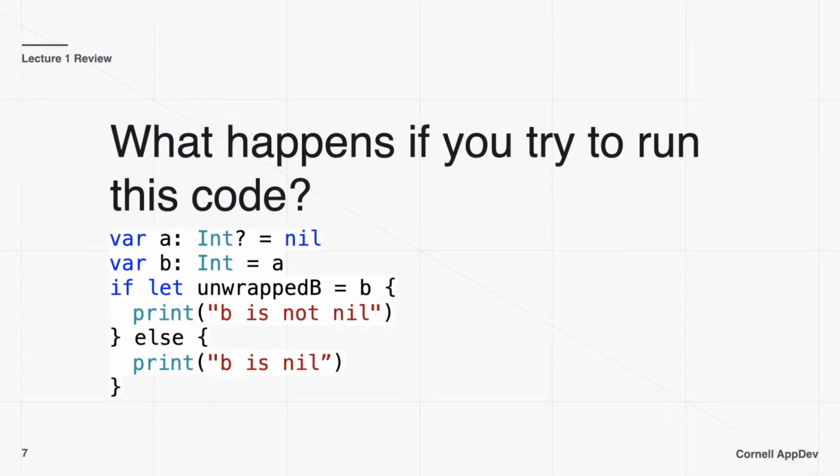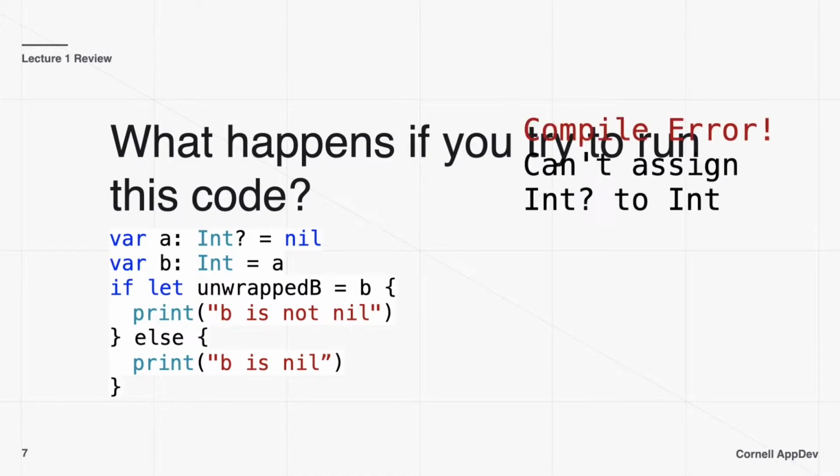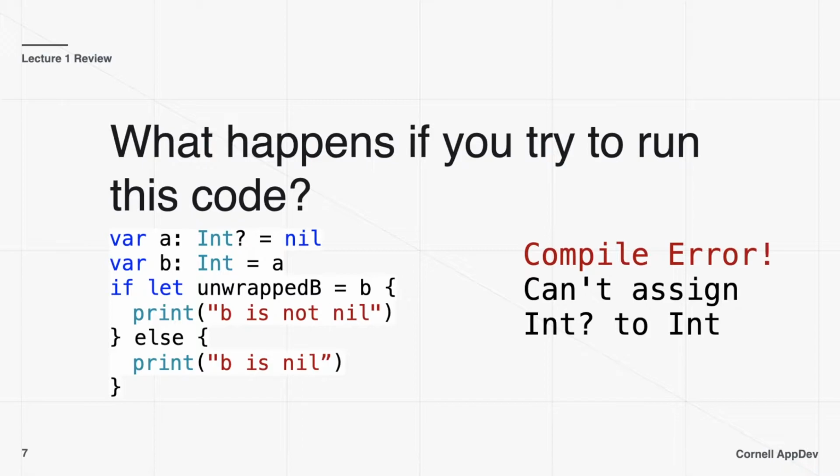Okay, and so you have this code. You have a variable A that's an optional int, and you assign that to nil. And you also have a variable B that has type int, and you assign that to A. What will happen with the if let and the print? Does anyone have an answer? I don't think that will compile. Okay, that's correct. It won't compile because you can't assign an optional to a non-optional.